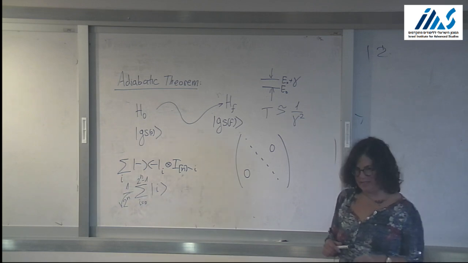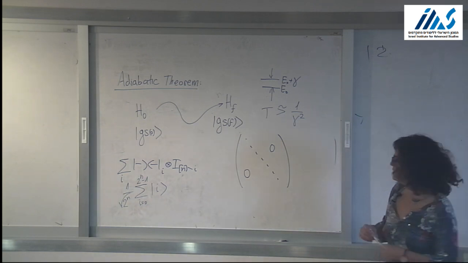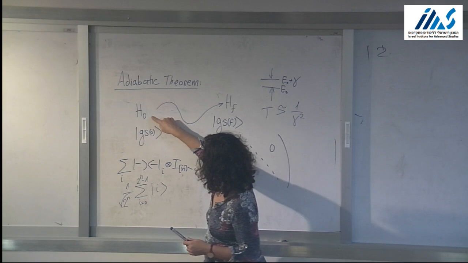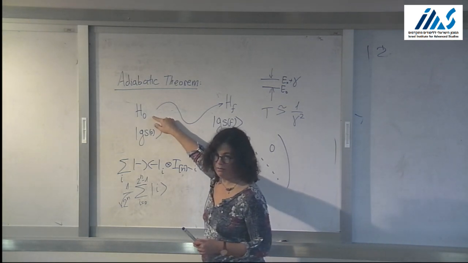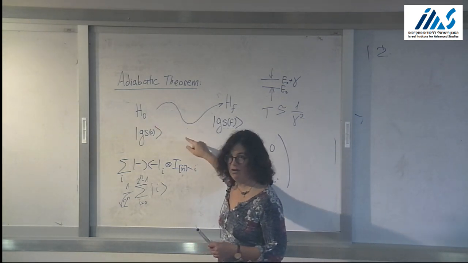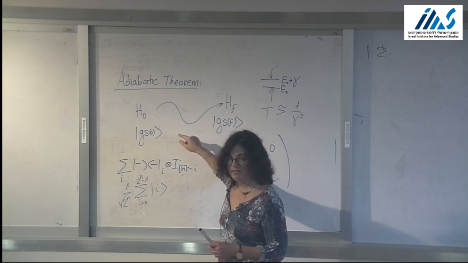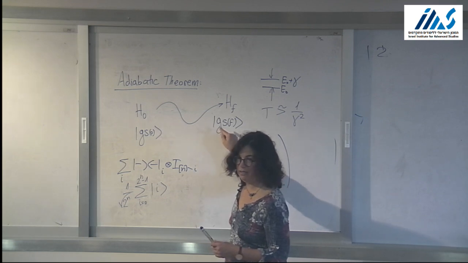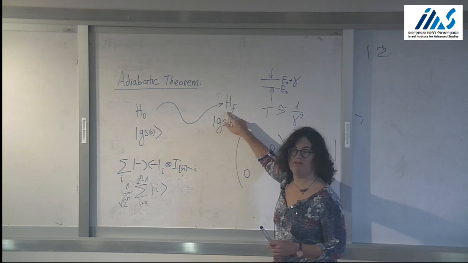I didn't say mixing. I was just saying that if you start from this ground state, the quantum system tracks slowly the instantaneous ground state of each Hamiltonian, and therefore it reaches the ground state of the final Hamiltonian.